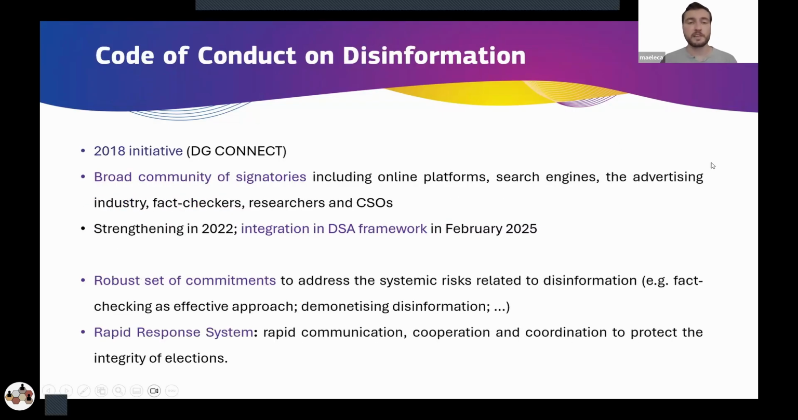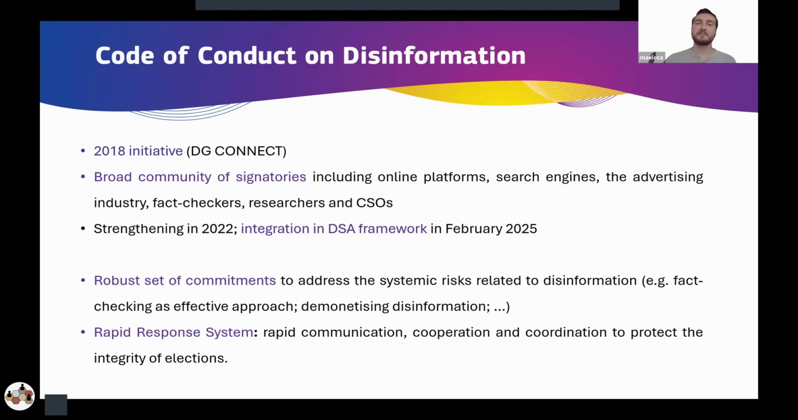Then there's a code of conduct on disinformation, which is the other approved code of conduct. This is initially from 2018 and is actually led by DG Connect. It has a very broad community of signatories, a bit like I was mentioning earlier. So, there's online platforms, search engines, but also the advertising industry, fact checkers, researchers. It's a really, really interesting broad community of people who are involved in the whole disinformation loop, basically. It was strengthened in 2022 and then integrated last year in February into the DSA framework.